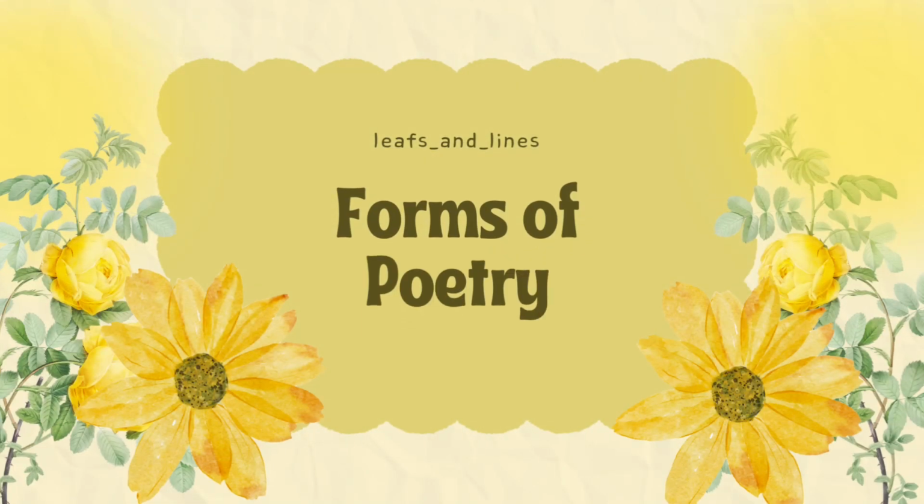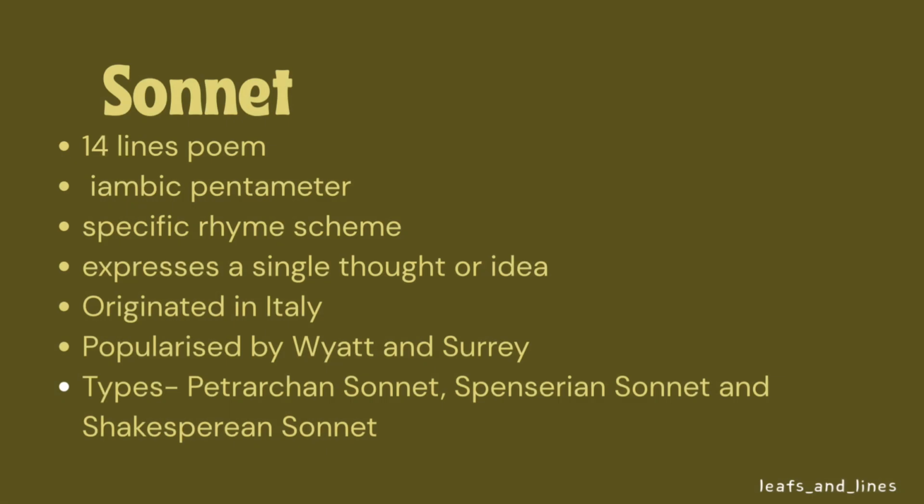Today, in Lifts and Lines, let us learn about different forms of poetry. Let us first learn about sonnet. Sonnet is a poem of 14 lines written in iambic pentameter. The sonnet employs one of several rhyme schemes and adheres to a tightly structured thematic organization.